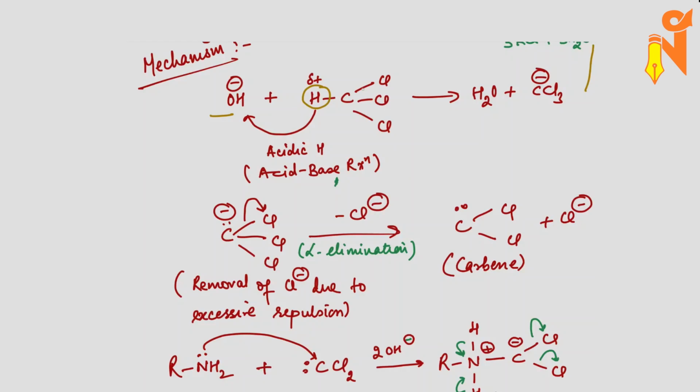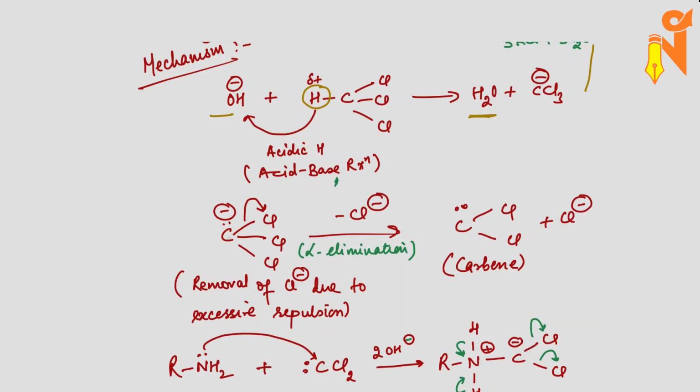Why is this hydrogen acidic? Because 3 electron withdrawing chlorines are present. The inductive effect of chlorine is very strong, and that's why it causes this hydrogen to be acidic. So loss of a water molecule will take place, and CCl3 minus will be formed.